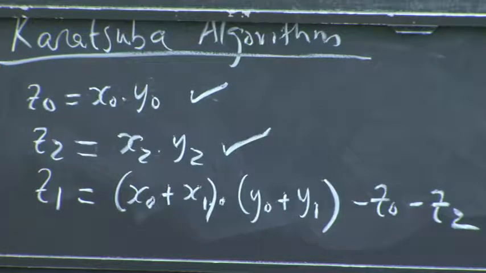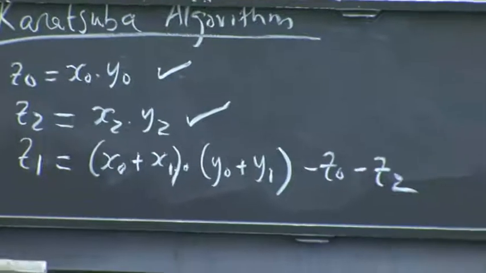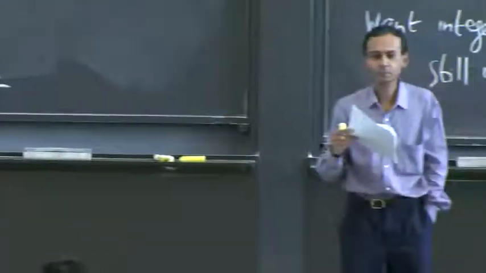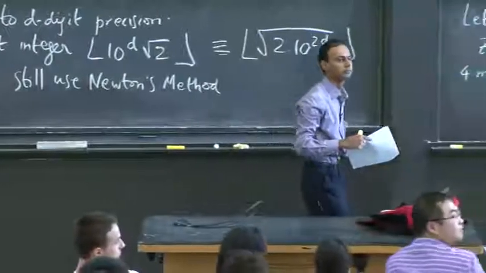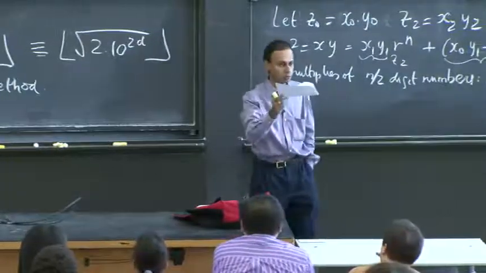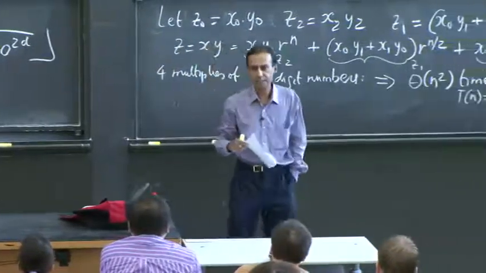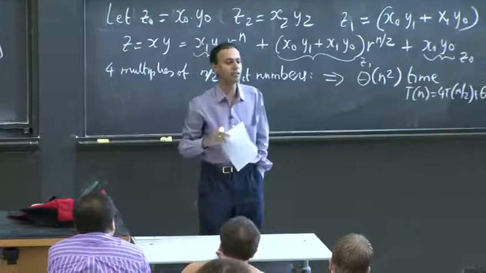Right? Someone other than you? Someone way at the back. Yep, out there. N raised to log base 2 of 3. That's exactly right. And why did you get that? Explain to me how you got there.